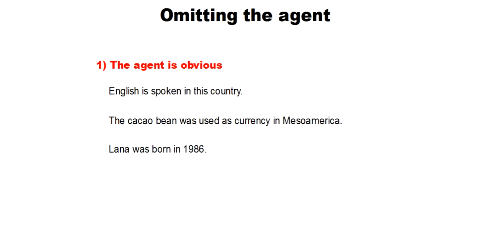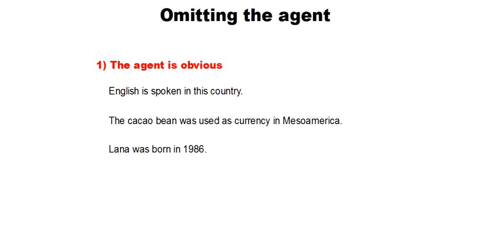The last example is an interesting one. Many people don't realize that the expression was or were born is a passive voice, and it's derived from the verb to bear children. It would sound ridiculous to any native speaker to say, Lana was born by her mother. Obviously, that's where we all come from, so this is a great example where the agent is obvious.